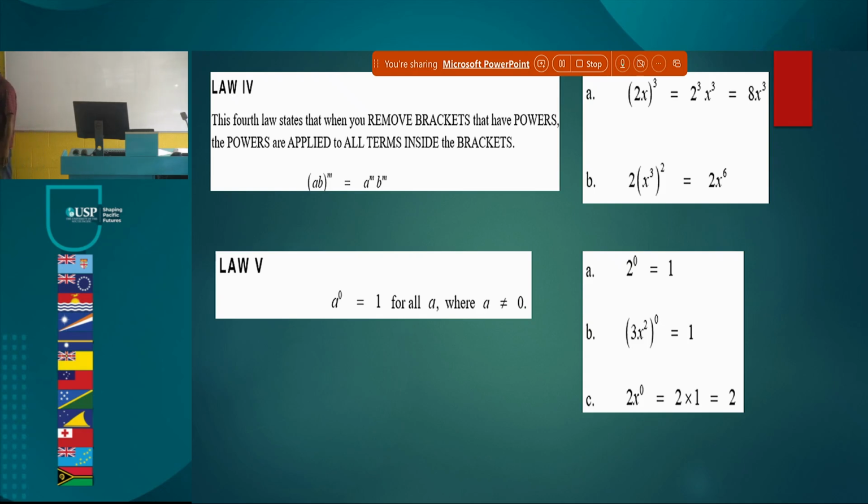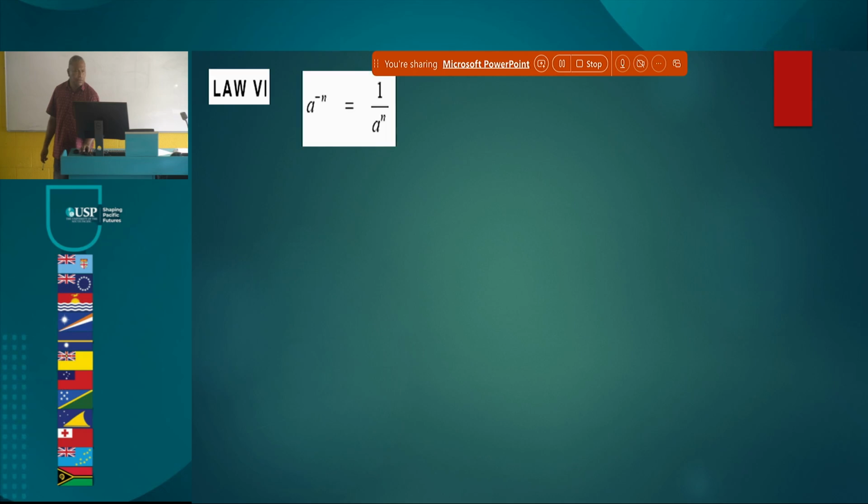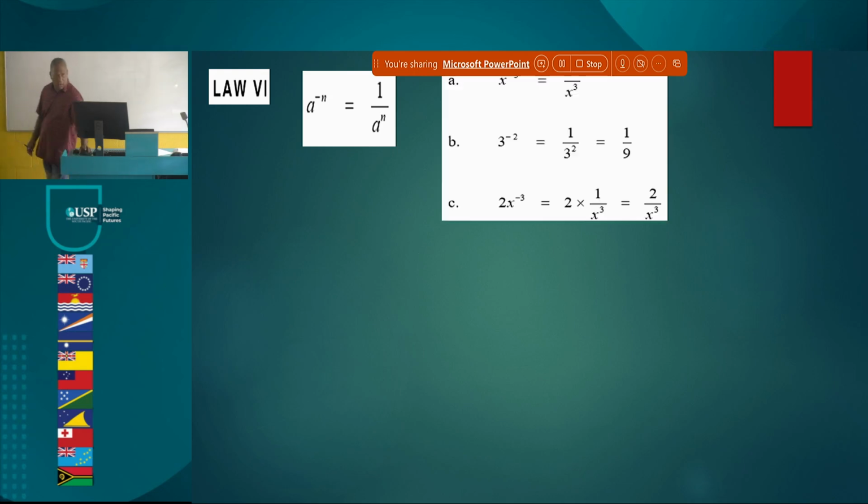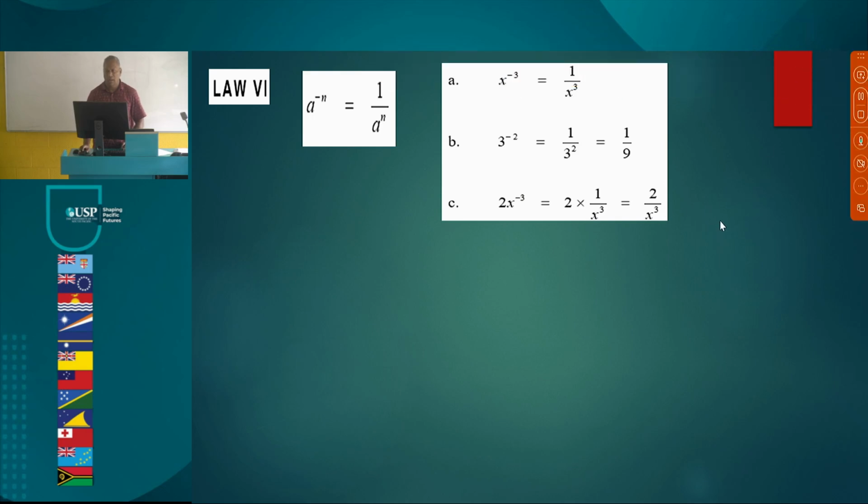Notice only x is raised to the power 0. So 1, 2 comes 1, 2. Law number 6. A to the power negative n. Whenever the power is negative, automatically it means 1 over. X to the power negative 3 is 1 over x cubed. X to the negative 3 to the negative 2. Can you just check this with a calculator? 3 to the power negative 2.